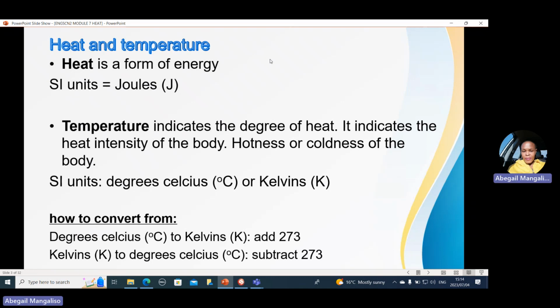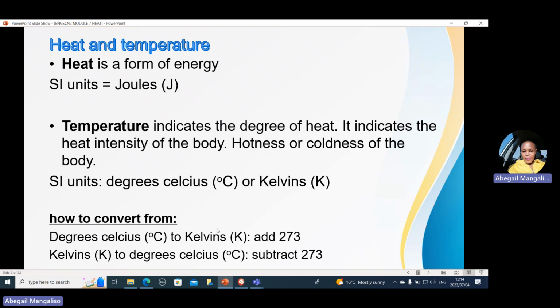When you tabulate, you draw the table, you write the heading heat, and on the other side, you write temperature. You first write the definition and you give the SI unit. So temperature is measured in degrees Celsius or in Kelvin. And the definition of temperature: it indicates the degree of heat, or it indicates the heat intensity of the body, or it is the hotness or coldness of a body. So you can get 4 marks if you tabulate the difference between heat and temperature.